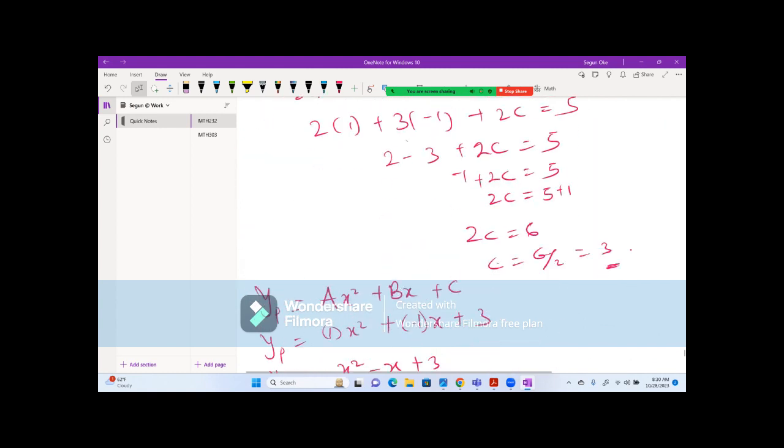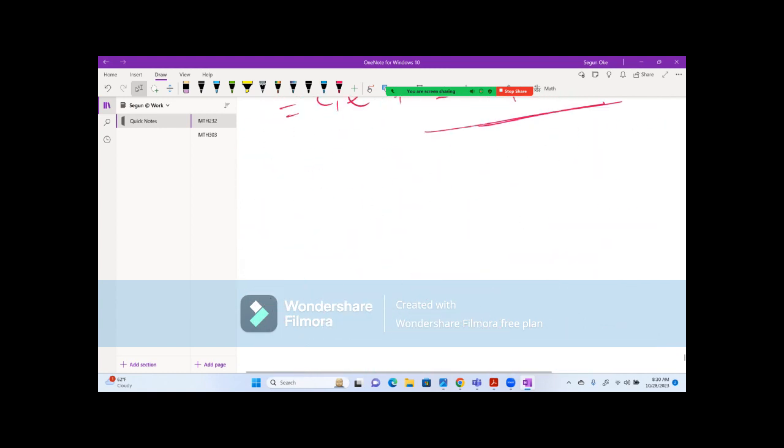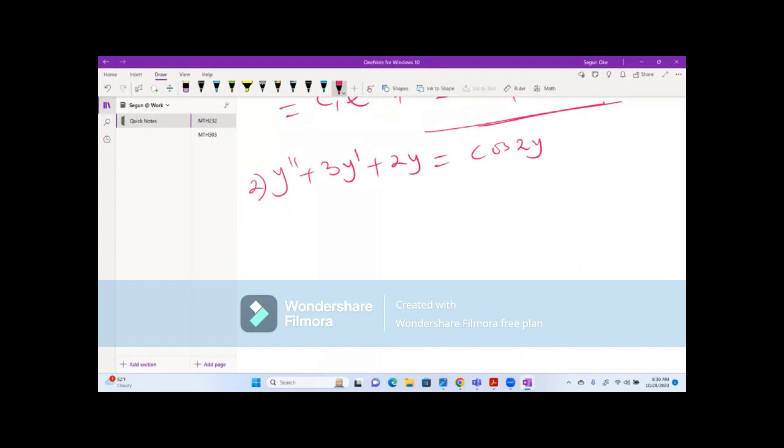Okay, let's look at question 2. y prime prime plus 3y prime plus 2y equals cos x. Just put it as cos x.